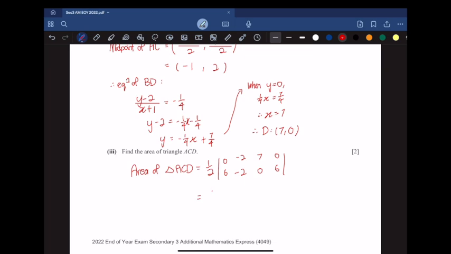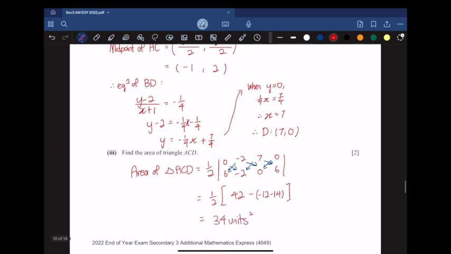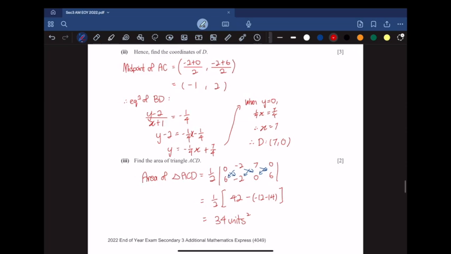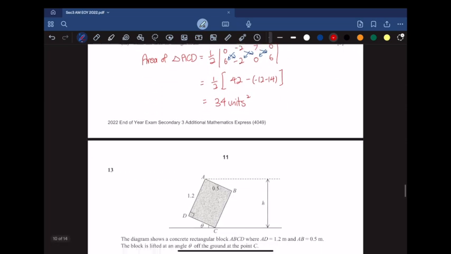This is simply half times, you multiply, it is simply 42, minus away negative 12 minus 14. Then you evaluate this on your calculator, and you'll get 34 units squared. Okay, so this is quite simple: find the area of triangle ACD. Okay, so now let's move on to question 13.